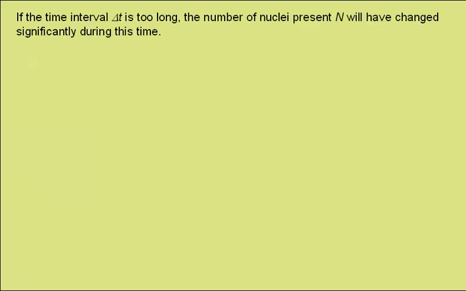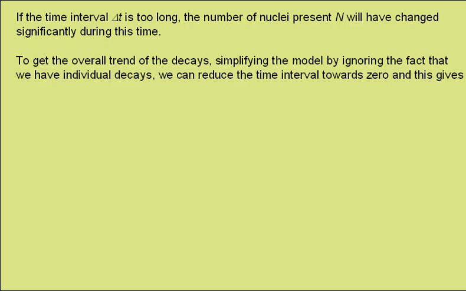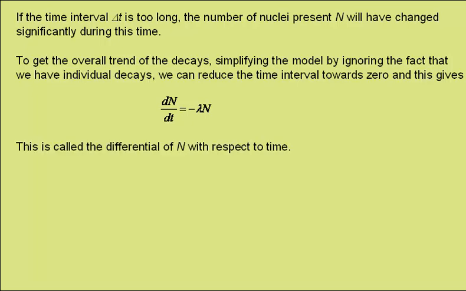If the time interval delta t that we use is too long, the number of nuclei present, N, will have changed significantly during this time. To get the overall trend of the decays, we simplify the model by ignoring the fact that we have individual atoms decaying, and so we can reduce the time interval towards 0, and this we write as dN over dt is equal to minus lambda N. This is called the differential of N with respect to time.